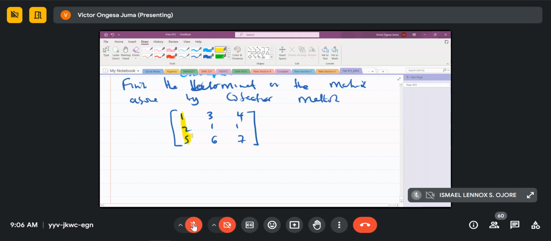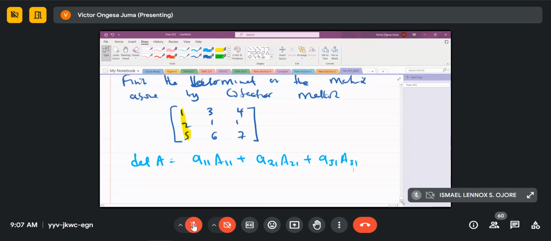And so by first column, it means that the determinant of A will be a11 multiplied by A11 plus a21 multiplied by A21 plus a31 multiplied by A31. You take each element, multiply by its cofactor, and then you sum up along that column. But if anybody wants to try, pick any column you want, pick any row you want, and then you test it. You find that you get the same solution.